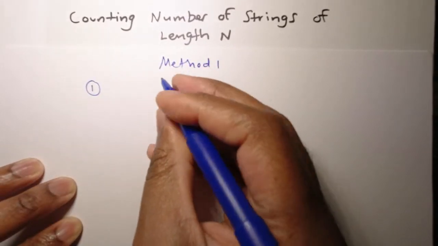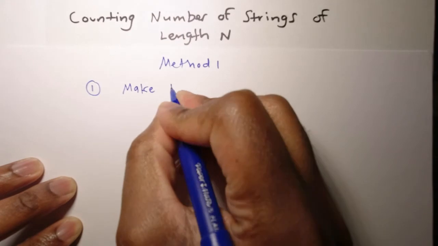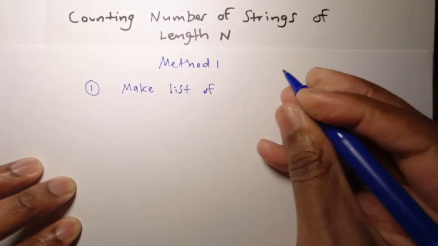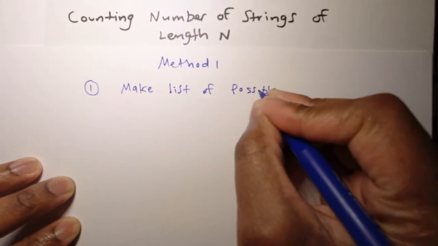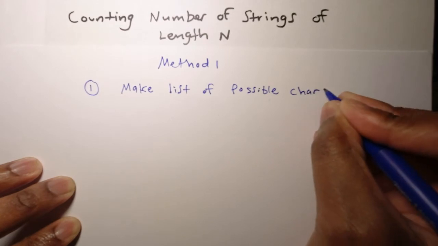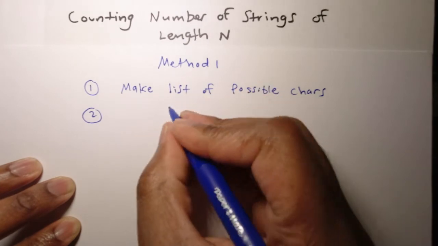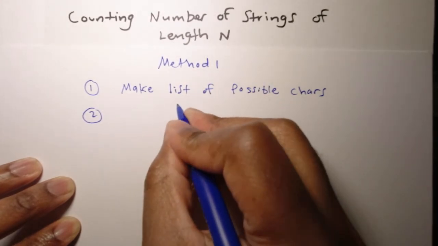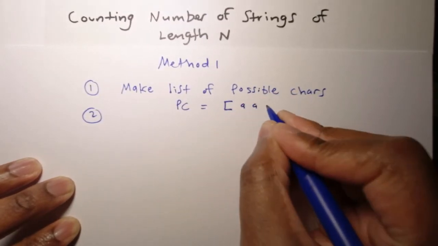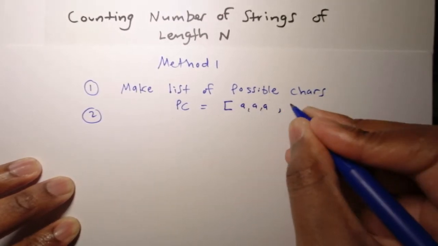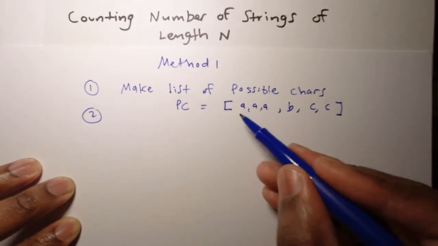Step 1 is to make a list of all possible characters. Once you have the list of all possible characters, you will have something that looks like this. Let's call this PC for possible characters. You'll have A, then you'll have B, then you have C and C. Now you may ask, why do you have this?